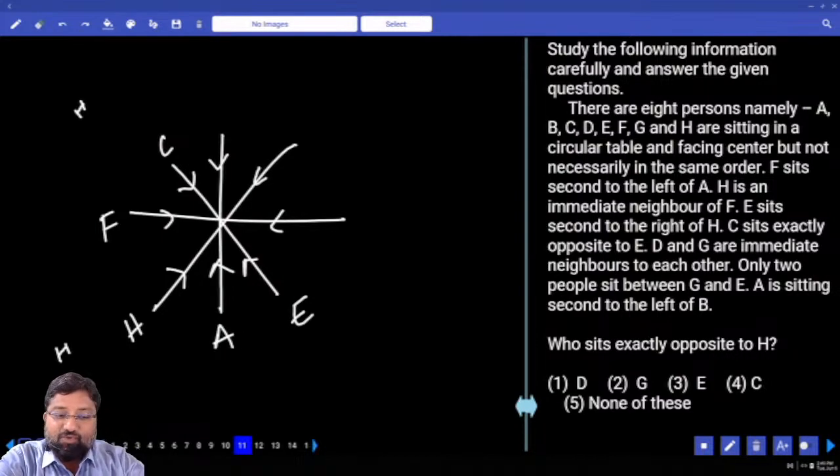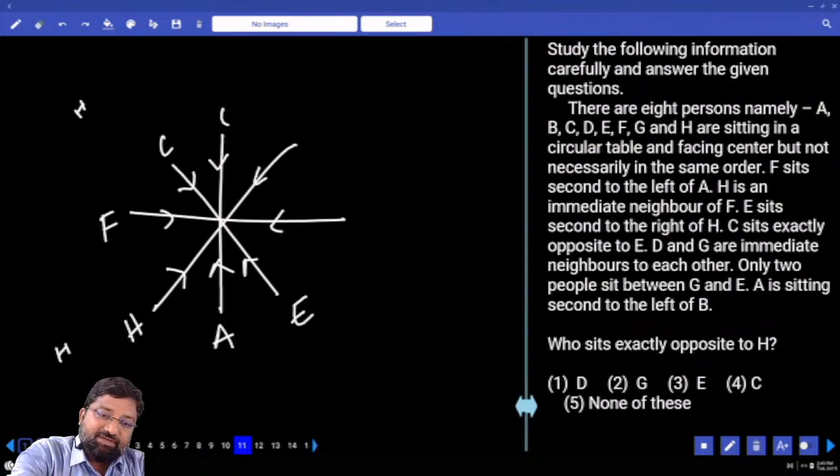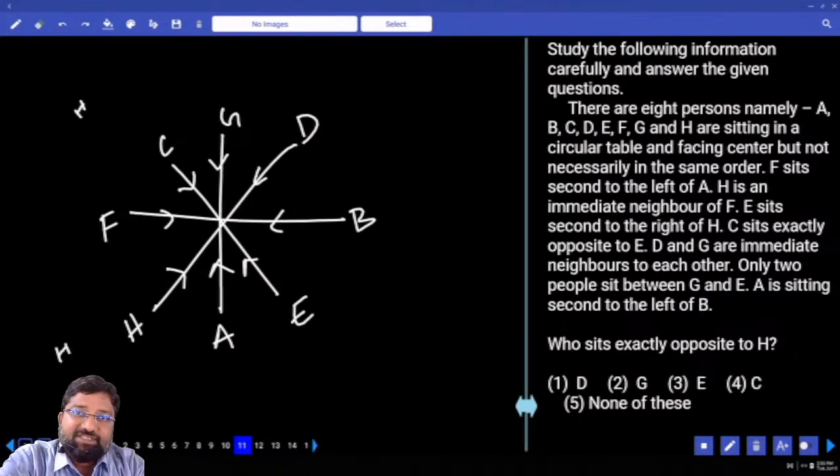Then 2 persons are sitting between G and E. G and D are immediate neighbors of each other. Who is left out? B. A sits second to the left of B. Done. Who sits exactly opposite to H?